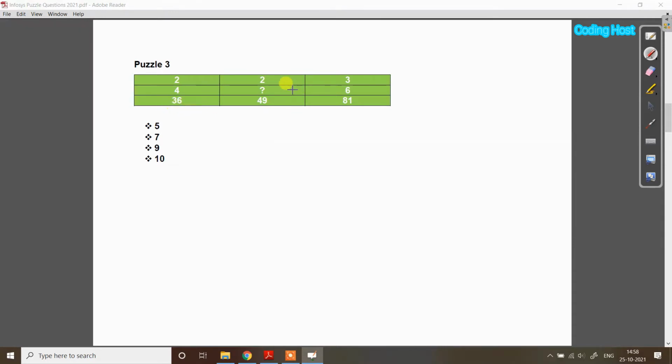Now in the third column you can see that 3 plus 6 is 9, and the square of 9 is 81. So yes, this is our logic. So 2 plus the missing number is equal to 49. We know that 49 is the square of 7. So here we have to add 5. So 2 plus 5 is equal to 7. So 5 is the missing number here.